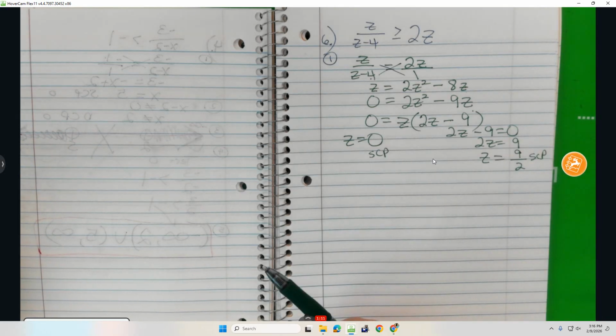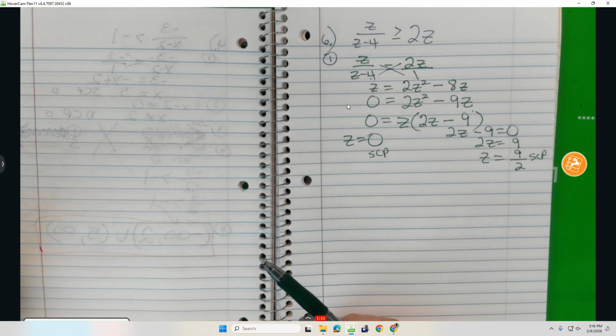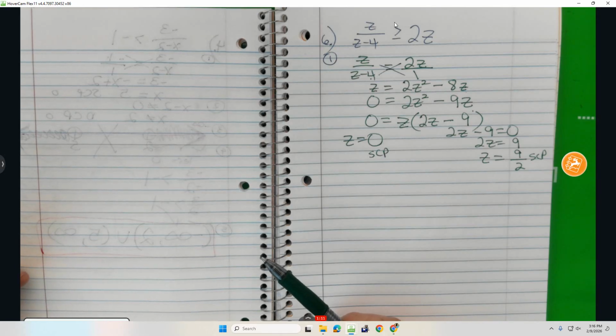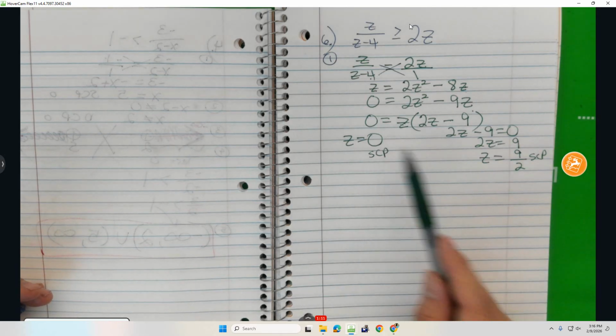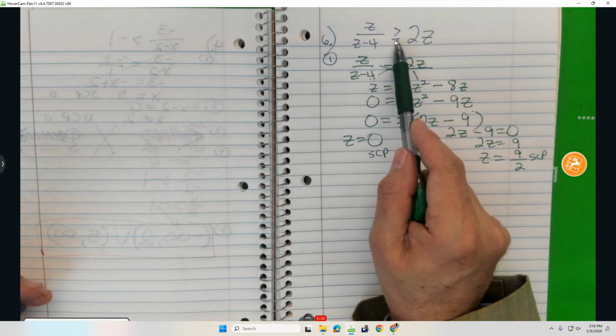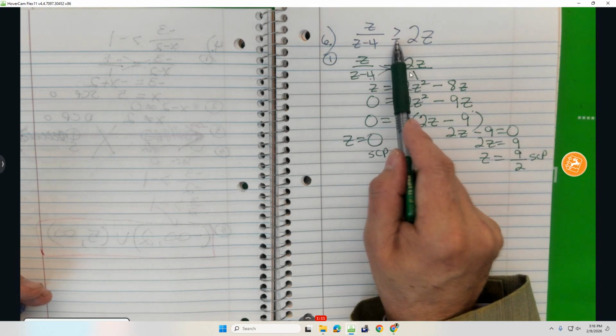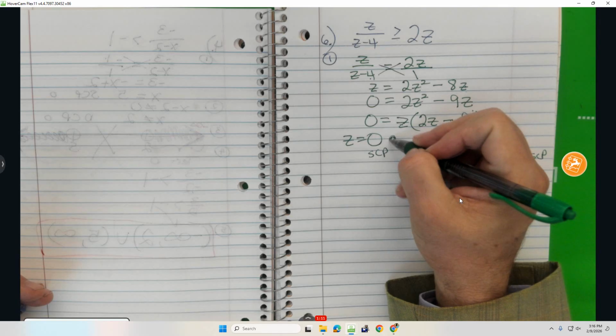How will we label these solution cut points? Closed. Solution cut points, you look at the original inequality. There's equality, so closed circles.